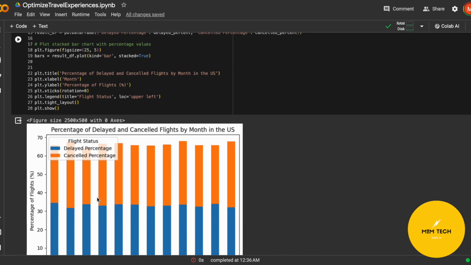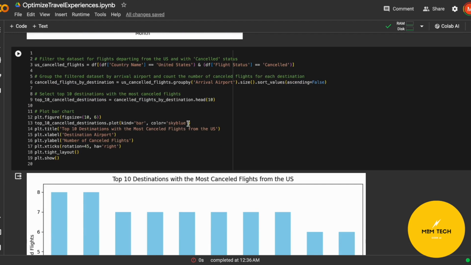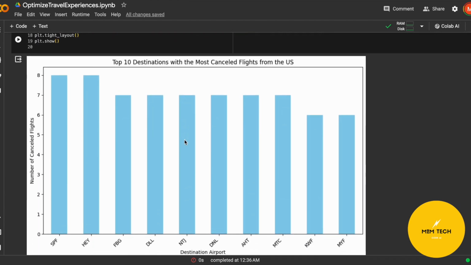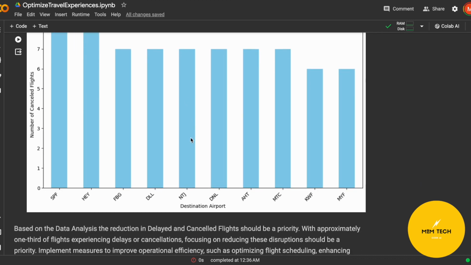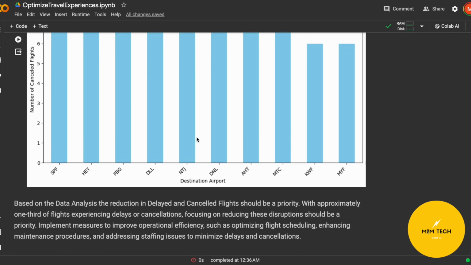And this was just to get a better visual of how the delayed and cancelled flight percentages look in the US. I also went further to understand which were the top 10 destinations in the US with the most cancelled flights. However, the overall picture gave me a better understanding of what the issue is here and what suggestion I would give.